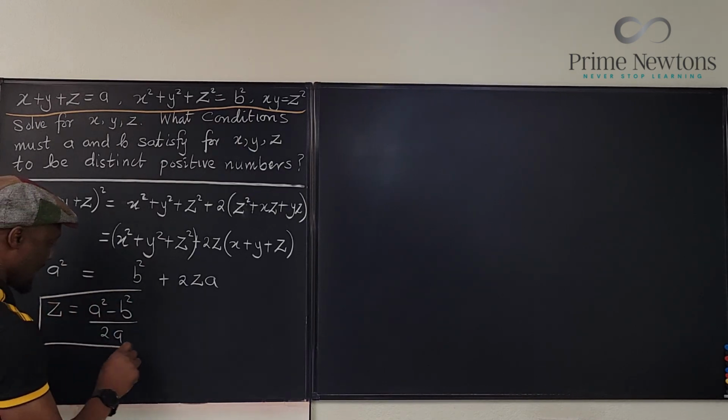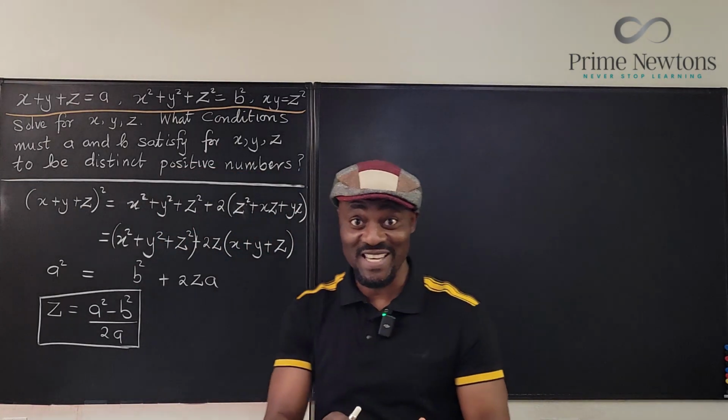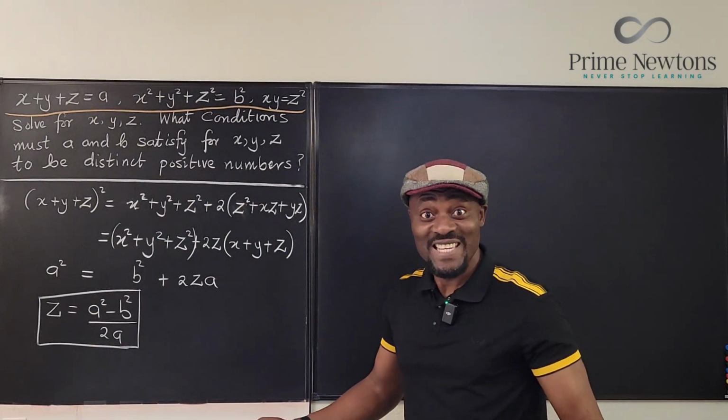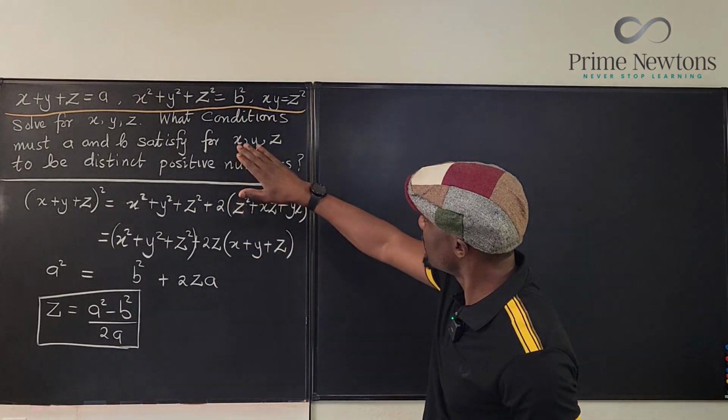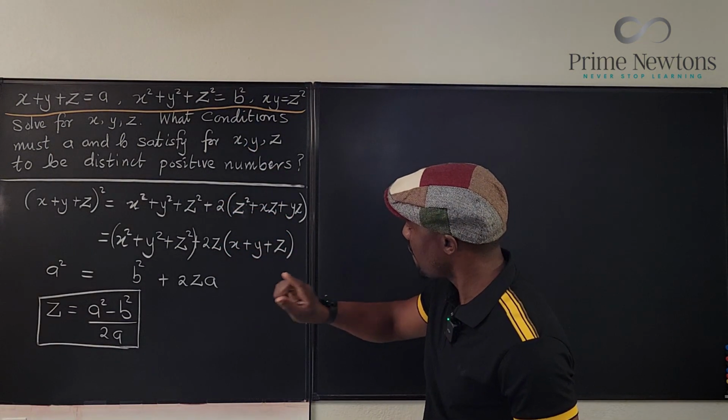Actually, I just found the first answer. So I just solved for z. That looks very easy, right? Let's go back here and see how to solve for x and for y.